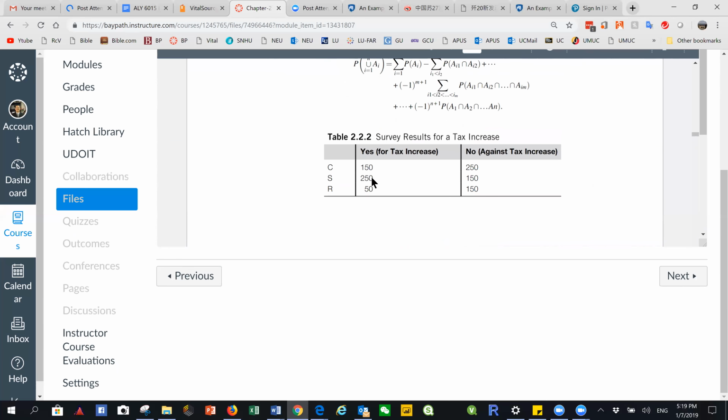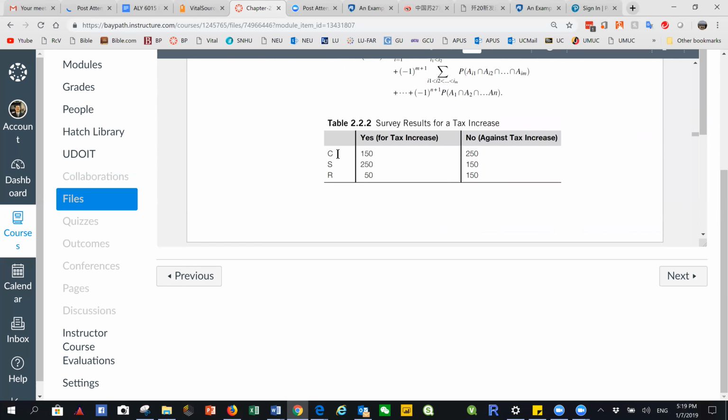So for people who live in the city, like 150 out of what? 150 plus 250 is what? 400. So out of 400 people who live in the city, some of them approve the tax increase, but most of them, that's 250 over 400, about 62.5%, say no to the tax increase. So depending on where they live, they may be for or against the tax increase. Okay.